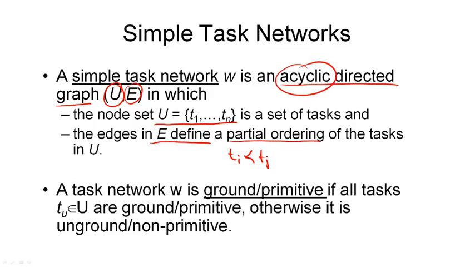And task networks, like tasks, can be ground or primitive, or both. A task network is considered to be ground if all the tasks in it are ground, not just one, but all of them. And it's considered primitive if all the tasks in the network are primitive. And it's ground and primitive if both properties hold for all the tasks in the network. But if only one task in the network is unground, then we consider the whole network unground. And if only one task in the network is non-primitive, then we will say that the whole network is non-primitive.